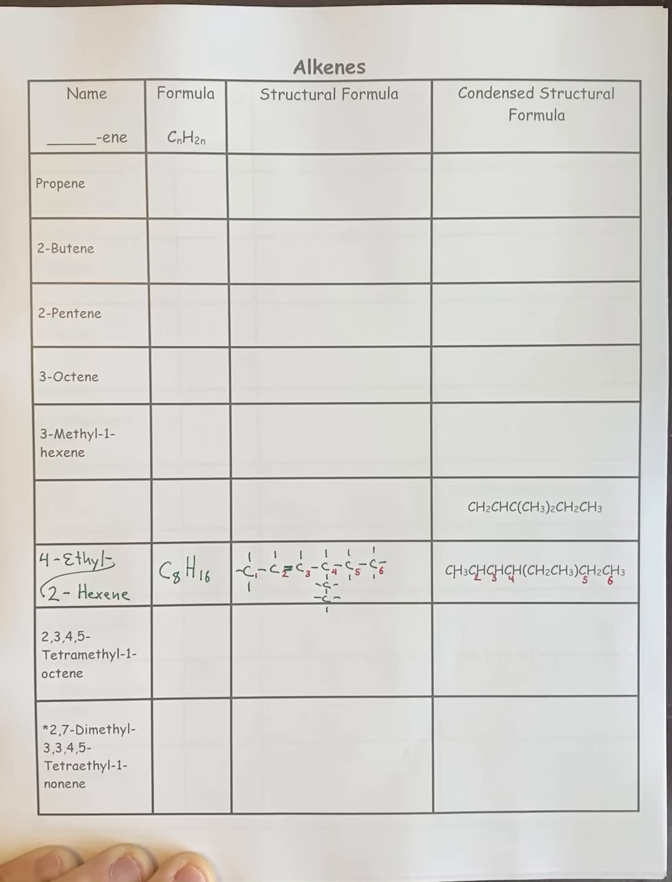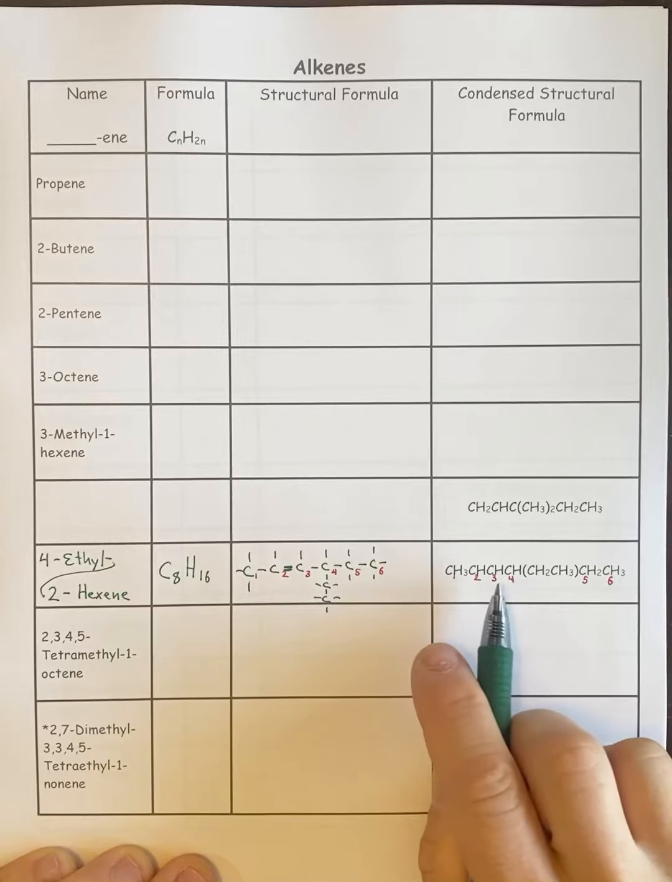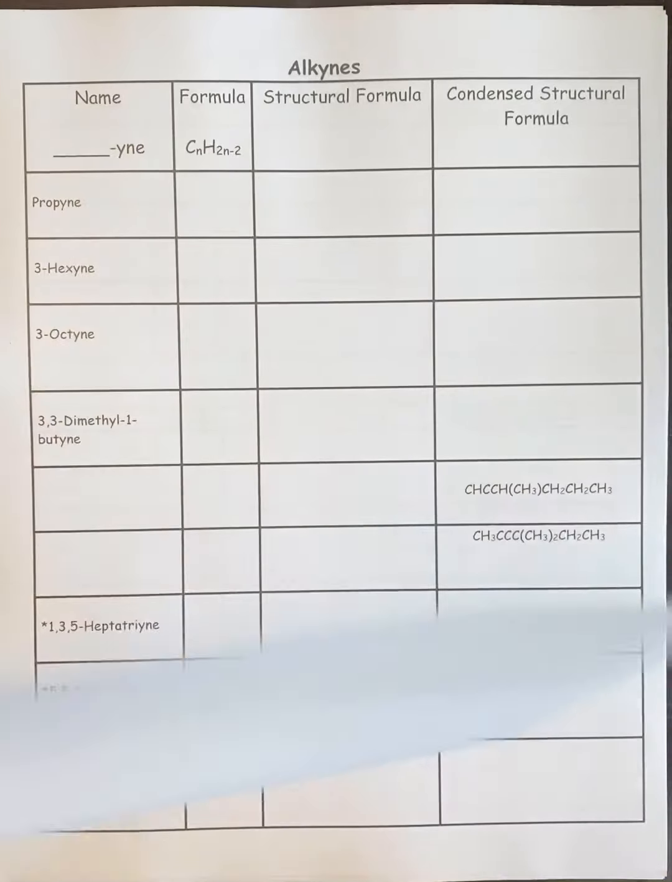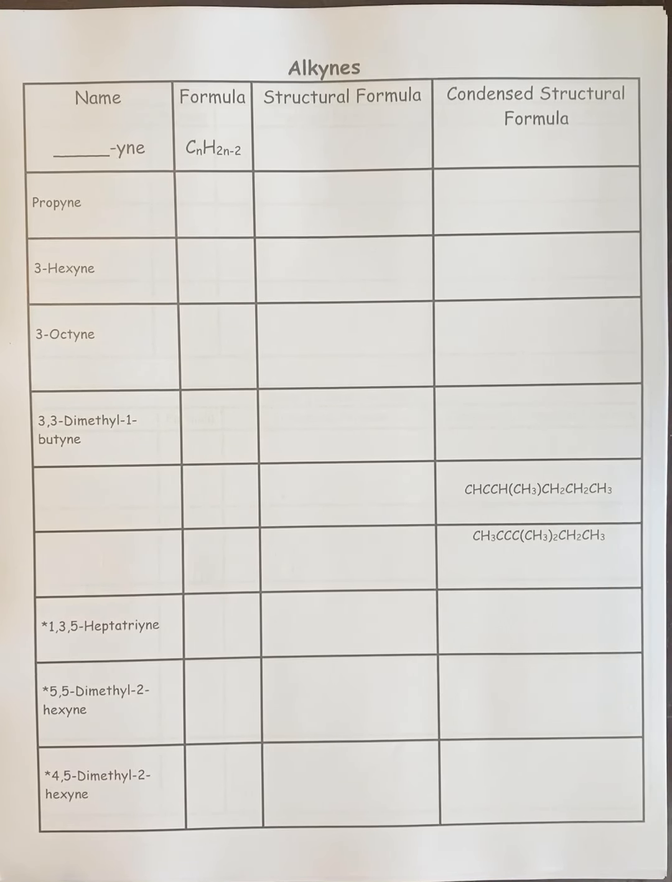All right, so those are, again, not that hard, but you have to be a little bit more careful when you get these because the double and triple bonds are kind of hidden in there. Let's go to the next one. So let's do another one.